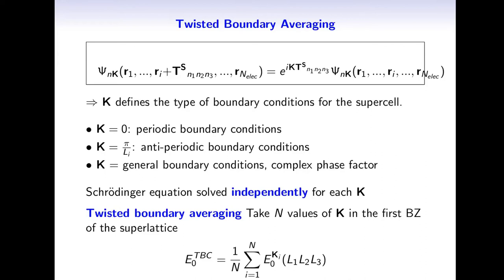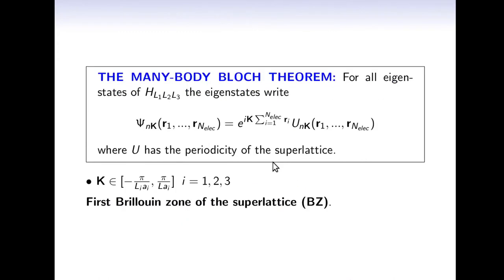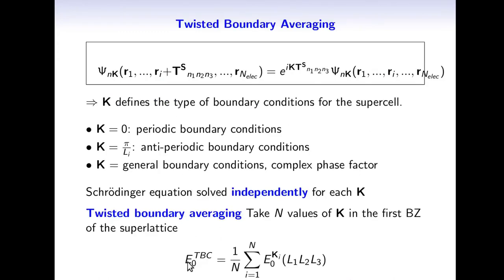And this is quite important because you are going to compute energies, etc., for different big K in a completely independent way. And the good idea, of course, is to make what we call twisted boundary averaging, which means that you are going to take a certain number of values of big K in the first Brillouin zone of the superlattice and average your result. Just a standard average because these are completely independent. And of course, this is very effective in reducing the finite size error.